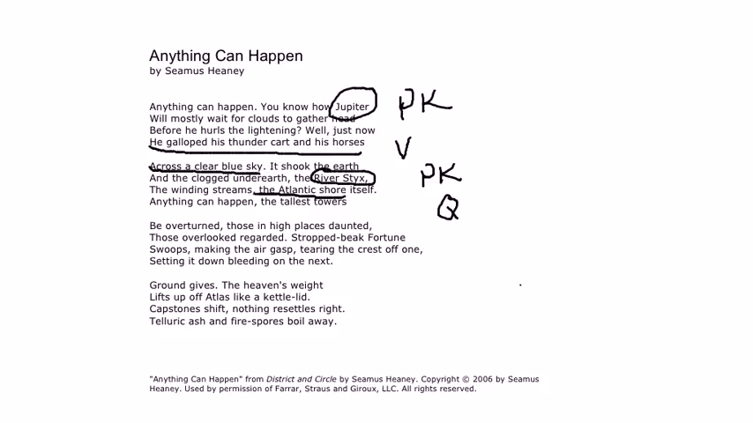Anything can happen. The tallest towers be overturned, those in high places daunted, those overlooked regarded. Okay, so there's a lot happening here. There's the repetition of anything can happen, which I think is significant. It's not just the title, but it appears twice in the poem. So I'm going to mark that.